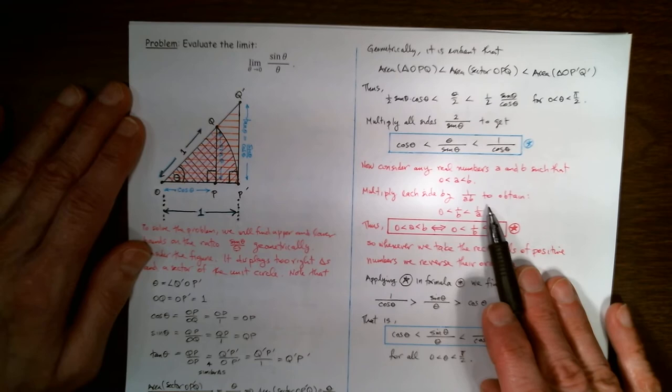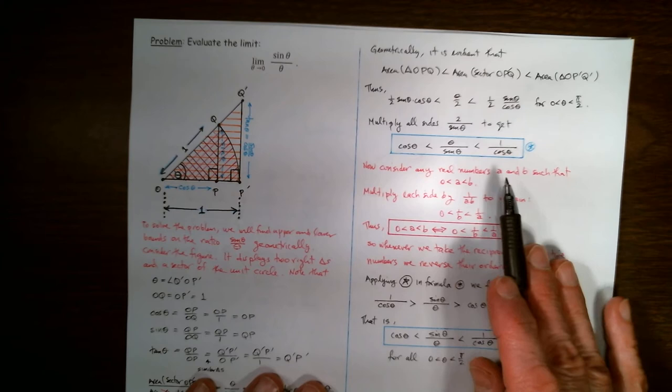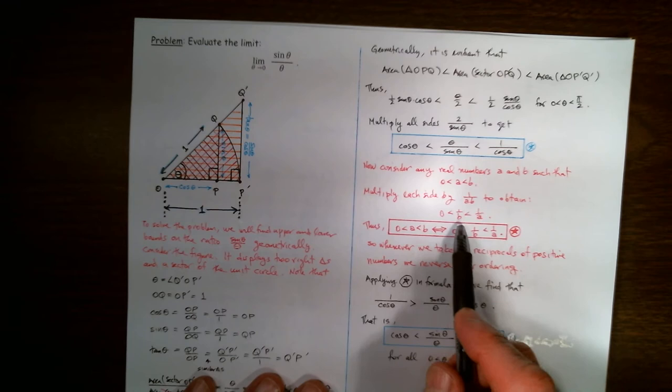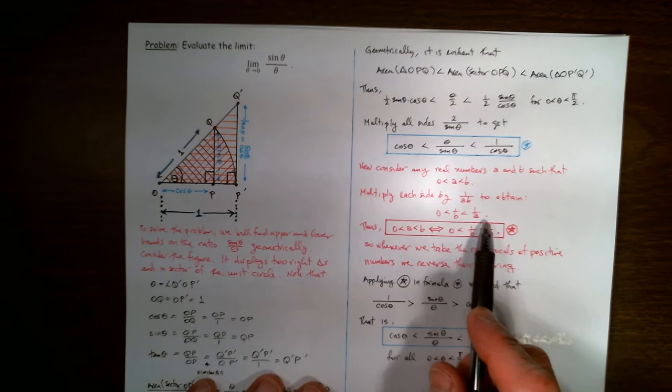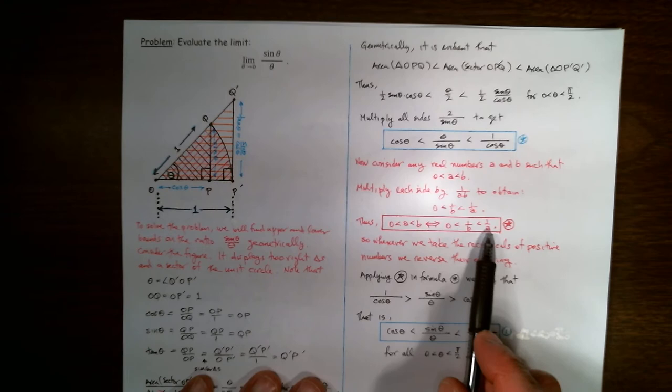So now let's just step back and recall this simple principle, this property of real numbers. Suppose we have a pair of positive numbers, A and B, where A is less than B. So suppose we then multiply through each side of our inequality by 1 over A times B. Of course, 0 times anything is 0. A times 1 over AB is 1 over B. B times 1 over AB is 1 over A. And so we can conclude that 0 will be less than A will be less than B, if and only if 0 is also less than 1 over B, which in turn is less than 1 over A.